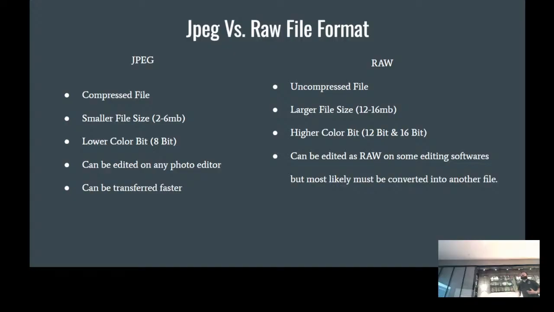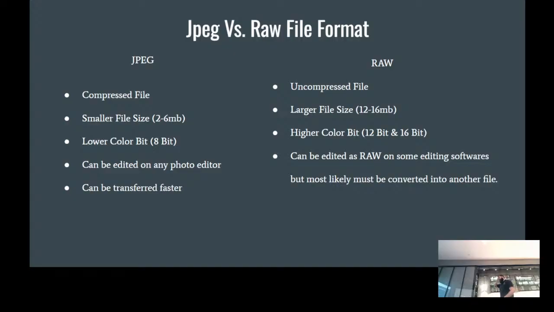Reason being is that JPEG is a compressed file. It's a smaller file size, 2 to 6 megabytes, has a lower color bit, but you don't necessarily need to edit with a JPEG. The image comes flat, but it comes as is with the color showing as is. You still can edit it with any photo editor, but you're limited because of its color bit. It doesn't have a lot of information to play with, therefore you can't edit too much of the photo. And it always can be transferred faster because JPEGs are smaller and compressed files.